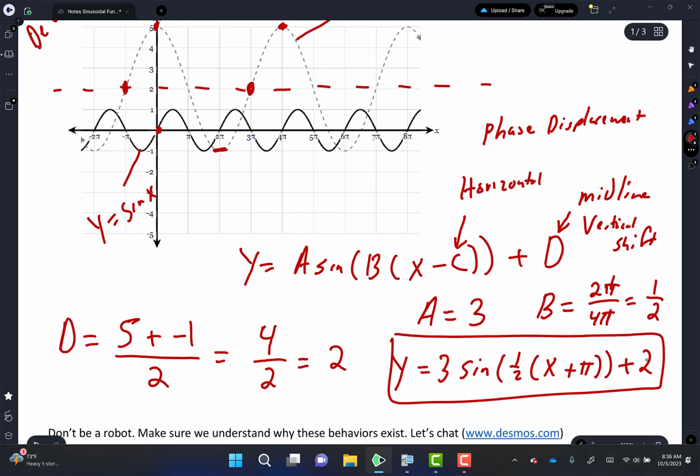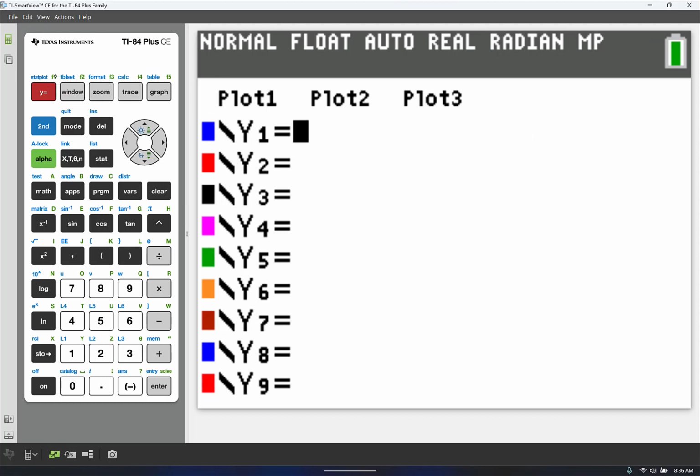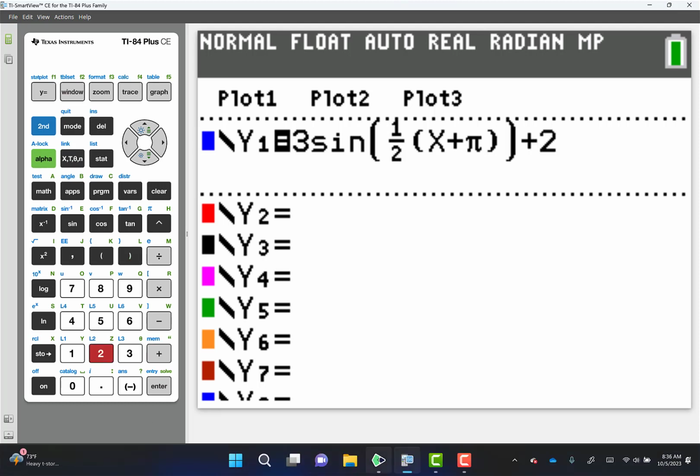Let's type this into our calculator, guys, into your Y1. So here's your calculator. The Y equals button is in the top left. And I'm just typing that expression in exactly. So what was that expression again? 3 sine. I'm going to push the alpha Y equals to get a little fraction. And what do I have as a fraction? 1/2. And then I open another parenthesis. And then I go x with the plus pi. Close. And then plus what? 2. Don't push graph yet.